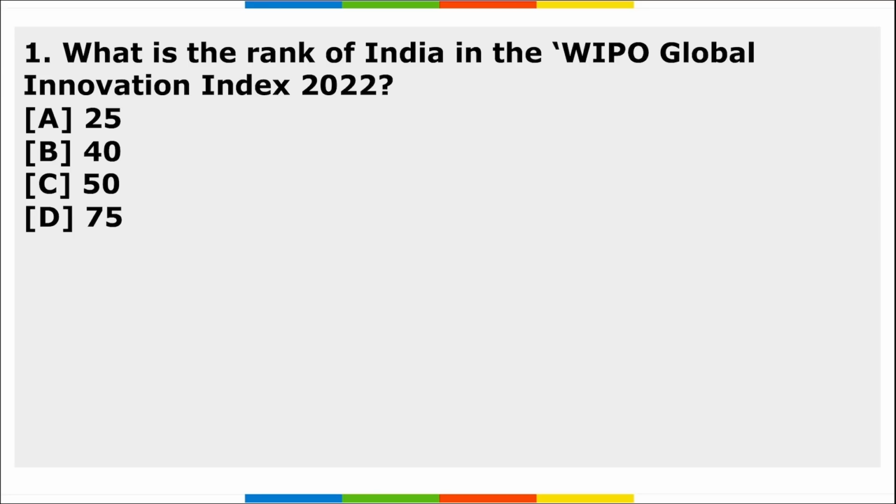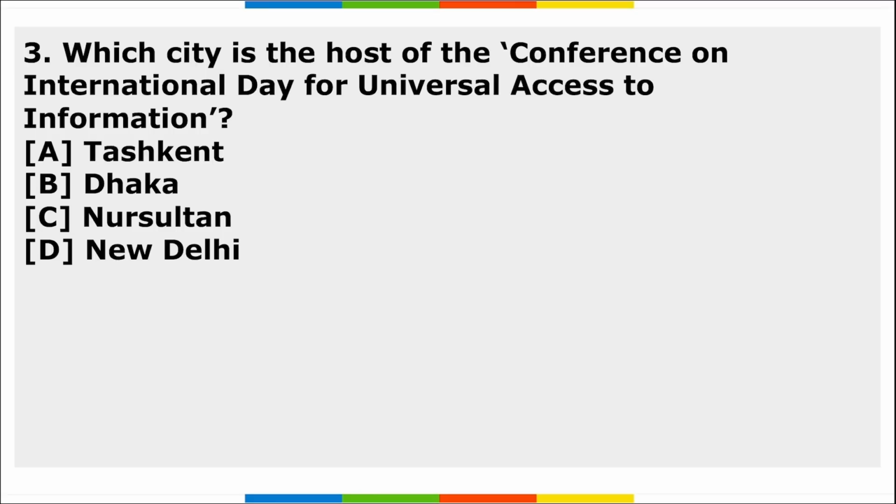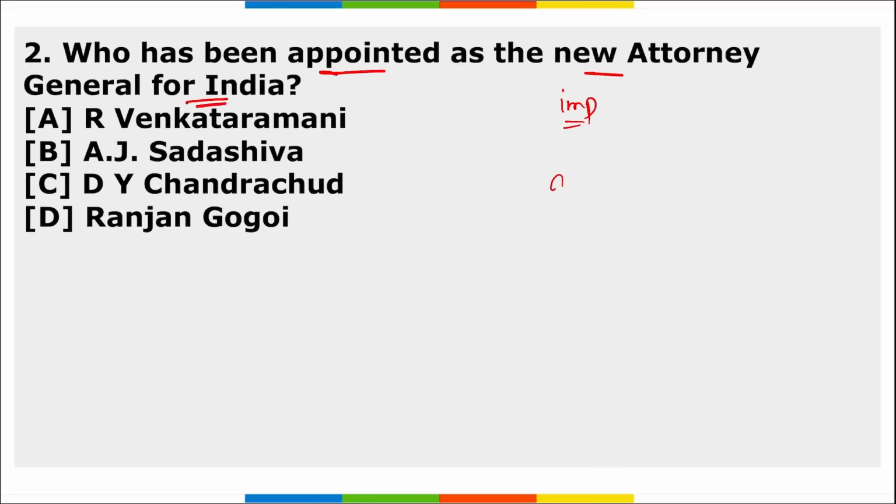Now it's time for your homework. What is the rank of India in the WIPO Global Innovation Index? We just saw. Who has been appointed as the new Attorney General of India? Important question. Next, which city is the host of the conference on the International Day for Universal Access to Information? One more thing, friends, in this second question, you need to tell me the article also that is related to Attorney General of India.